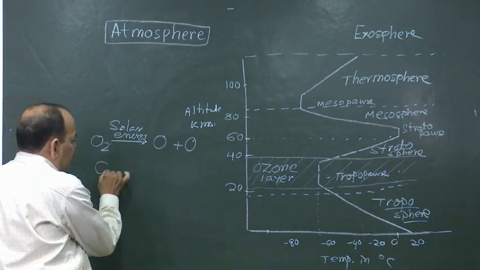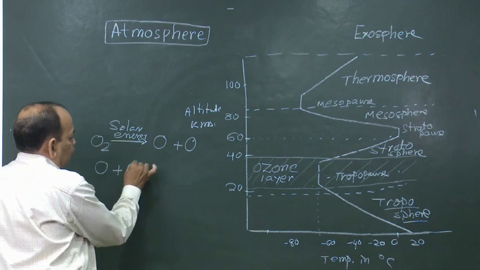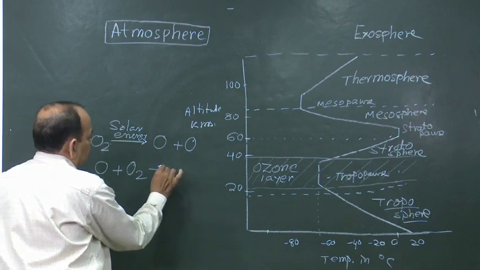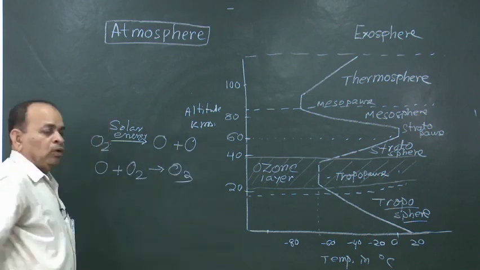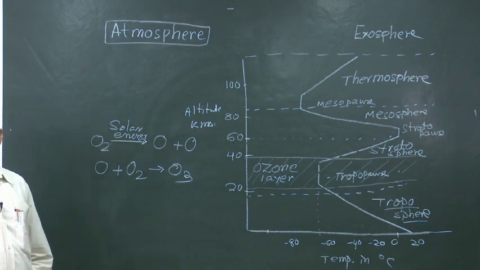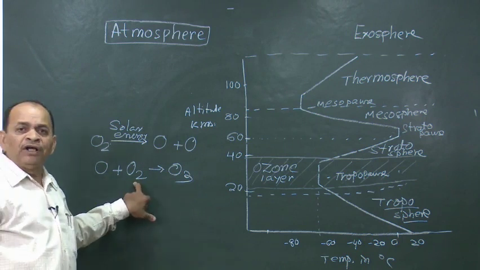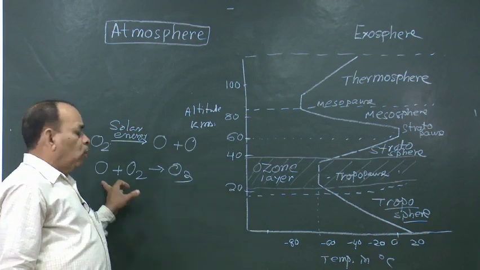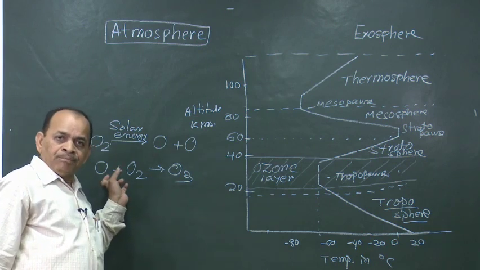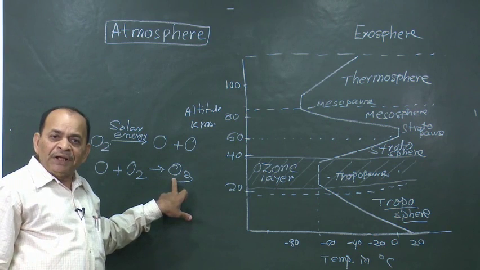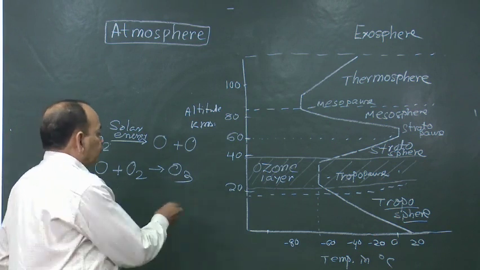Now, this oxygen atom combines with the oxygen molecule. O2 is the oxygen molecule and O is the oxygen atom, and it forms O3. O3 means ozone.